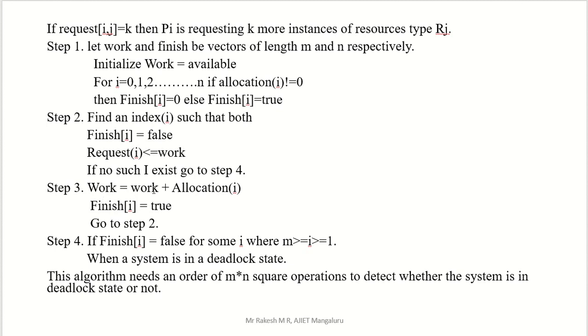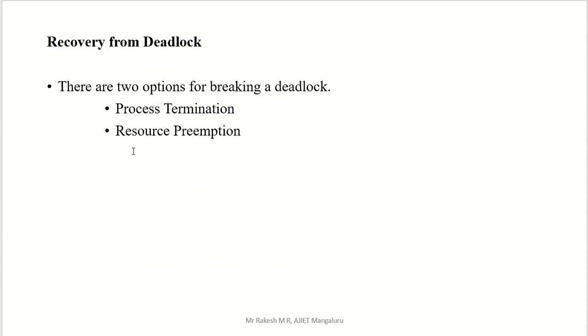one formula, Work plus Allocation. Okay, the Work plus Allocation formula. It is almost the same as the previous Banker's algorithm, and the change here is that there we have Maximum, but here we have Request. So we will solve some problems related to this in another video lecture.